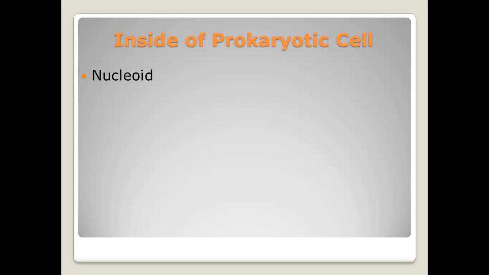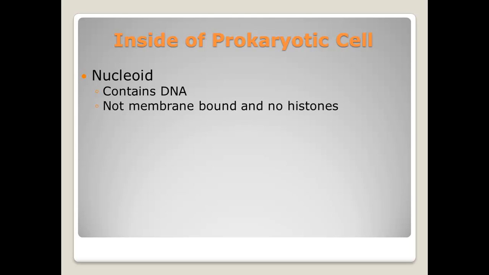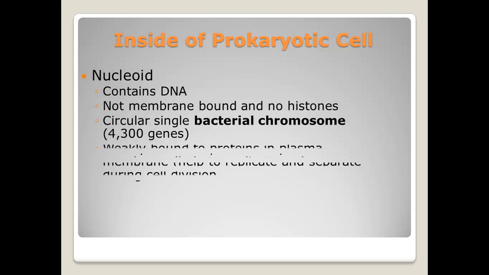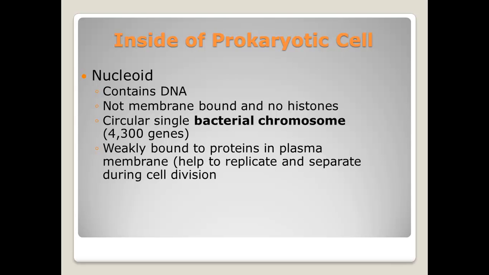Instead of a nucleus, bacteria have a nuclear area or nucleoid. The nucleoid contains the DNA. The DNA is not membrane-bound and there are no histones. The DNA is usually arranged in one large circular chromosome. So it's a circular single bacterial chromosome that has 4,300 genes. It is weakly bound to proteins in the plasma membrane that help it to replicate and separate during cell division. It is about 20% of the cell.